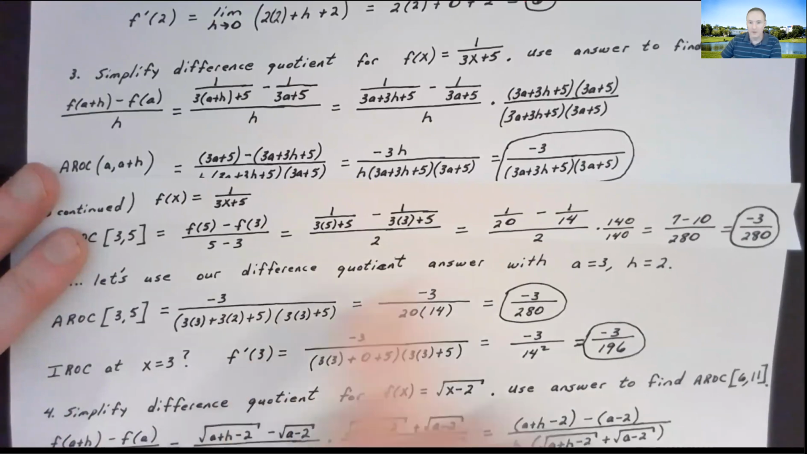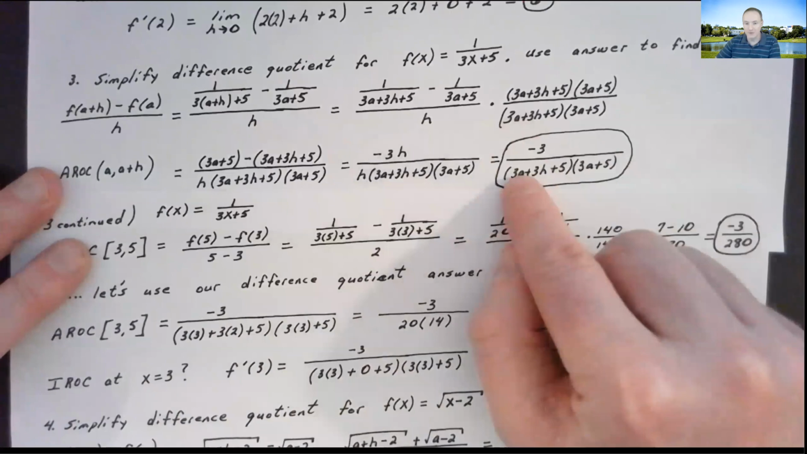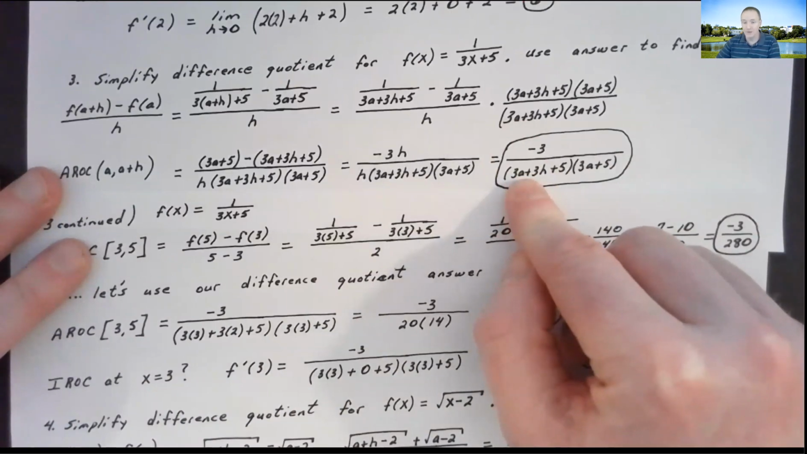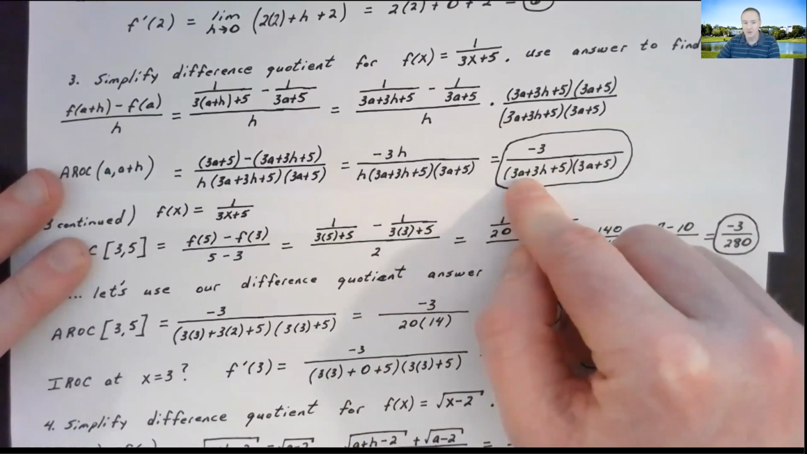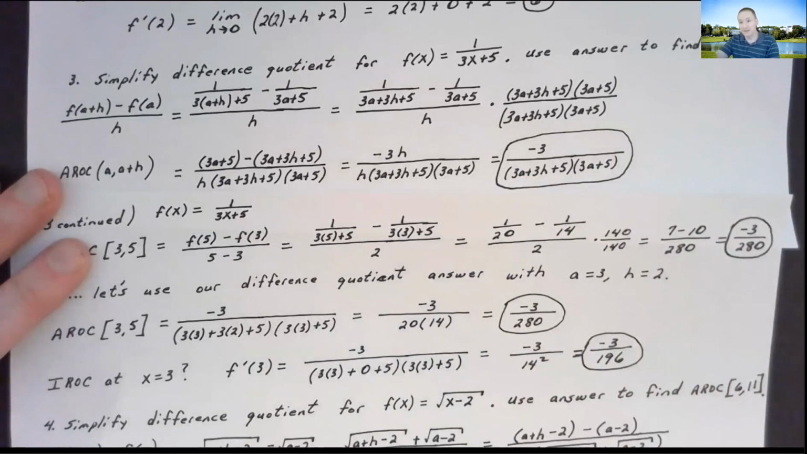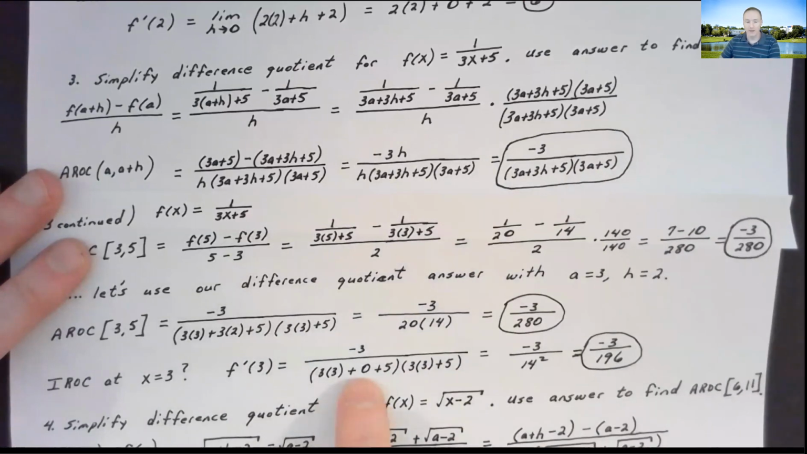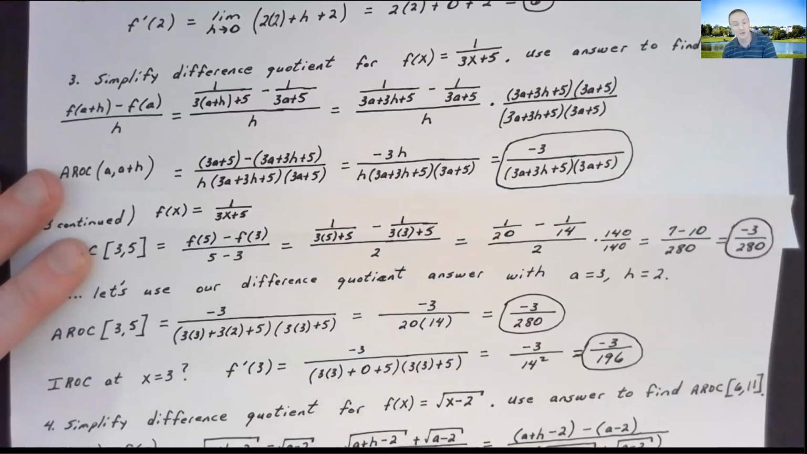And you'd say, well, all it is is this average rate of change formula. You're going to be plugging a 3 in for A, because A is the value of x you're interested in. And you don't want any distance between A and the next value of x, so H is 0. That's why I can say, well, this is negative 3 over 3 times 3 plus 0 plus 5, times 3 times 3 plus 5. These are just 14 times 14 now, and you get negative 3 over 14 squared, which would be negative 3 over 196.